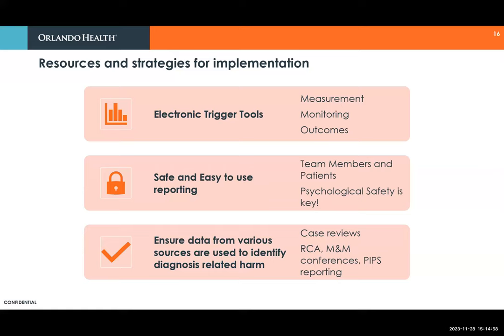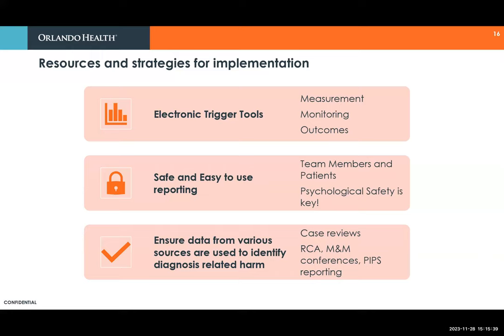If you don't have trigger tools, you have to have a mechanism to still measure and monitor your outcomes. And that is usually in the form of team member reporting. So in this instance, psychological safety is of utmost importance, because people won't report what they don't feel safe reporting. We currently have an electronic risk reporting tool at our facility that's available to all team members. And we do know that if it's easily accessible and you don't have to go anywhere else to find the tool, they're more likely to use it.